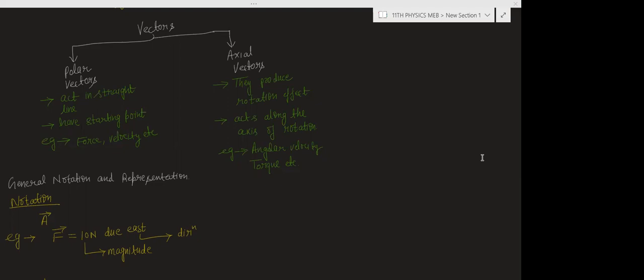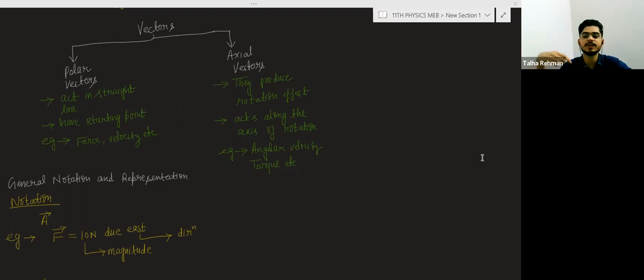Means in circular motion you will have the angular velocity also. Angular velocity is again an axial vector, but at the same time, for performing the circular motion there is always a requirement of centripetal force, that we will discuss later. And also there will be a linear velocity, and that linear velocity will be tangential to the motion of the particle or the object. So that is a linear thing. There are both the linear and angular things. So you can say circular motion is the combination of both types of vectors.